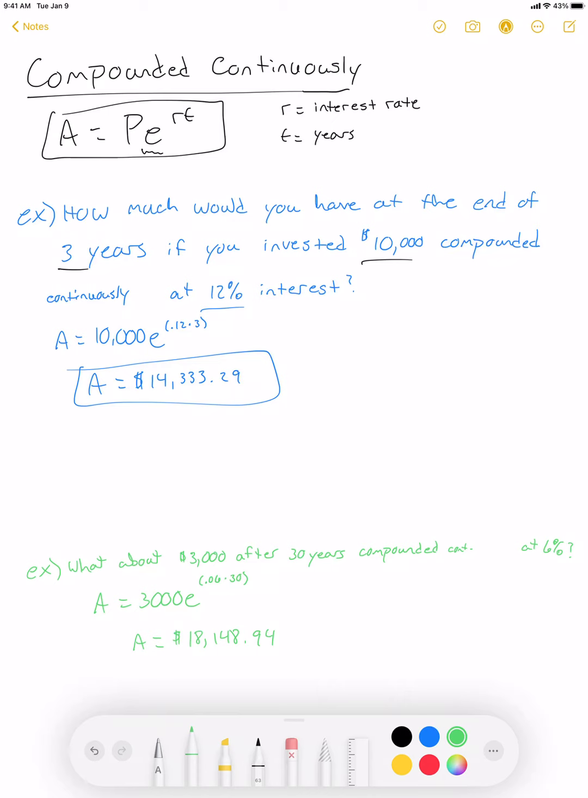So if you had the choice of something being compounded continuously, then you would prefer that over compounded quarterly or daily or monthly.